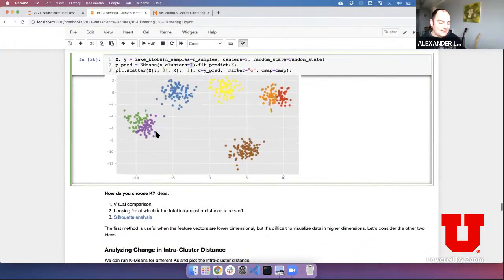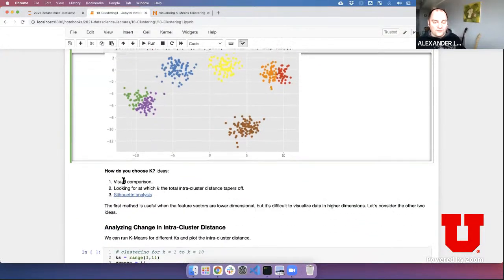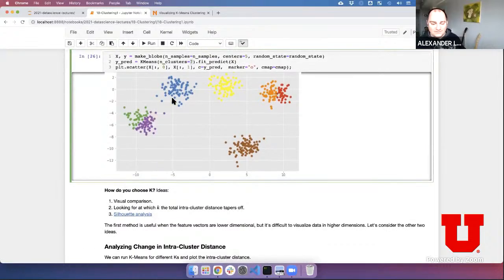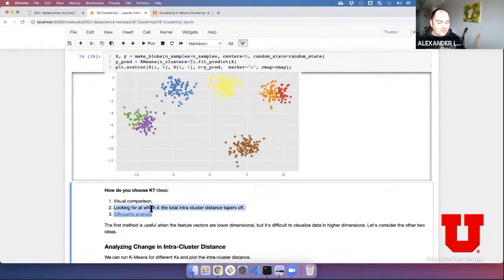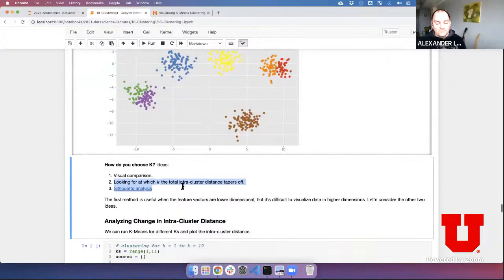So we talked a little bit about how we can choose k. Of course, visual comparison, if it's possible, is a great way. And now I want to look at these two methods here: looking at which k the total intra-cluster distance tapers off, and then silhouette analysis. So let's start with the first one.